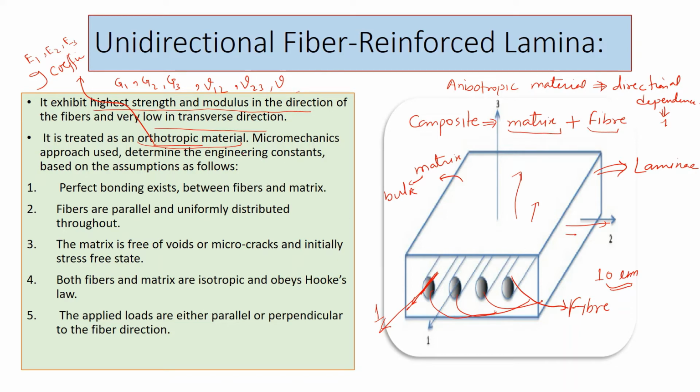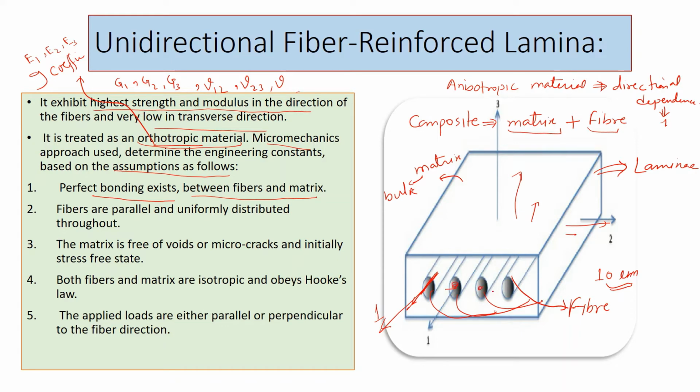So how do we get those things? The micromechanics approach is used to determine the engineering constants, and it is based on the following assumptions. For the unidirectional or fiber reinforced lamina, the first assumption is that perfect bonding exists between the fibers and the matrix. So this is the fiber.